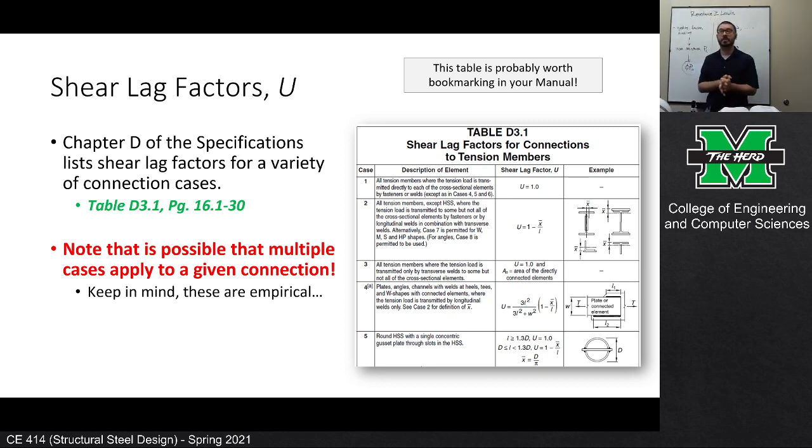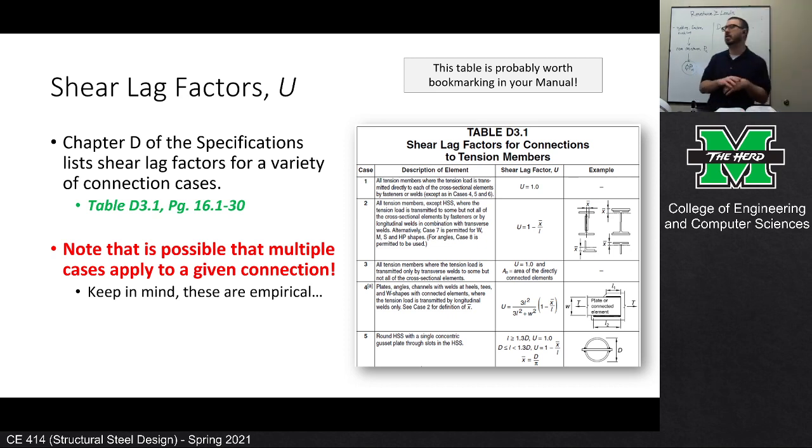This is a table that's worth tabbing or putting a bookmark or a sticky note or something. Like on mine, it's tabbed, I just put U on the tab, the letter U. But this is a very valuable place to have bookmarked. This lists the shear lag factors for just about every connection scenario that you would need, and not just about, it actually really is every connection, because of the way that case 1 and case 2 are written.